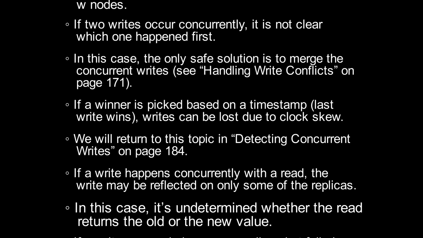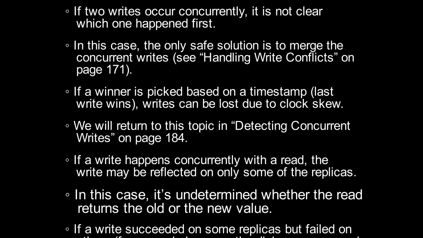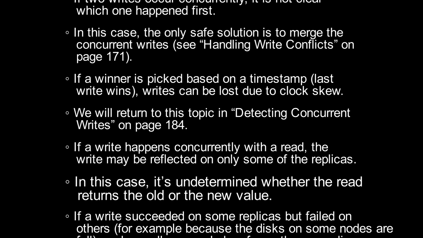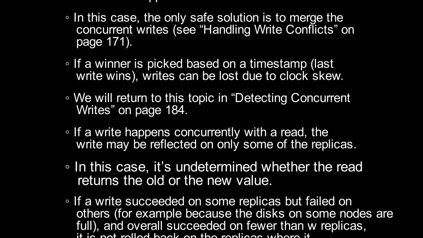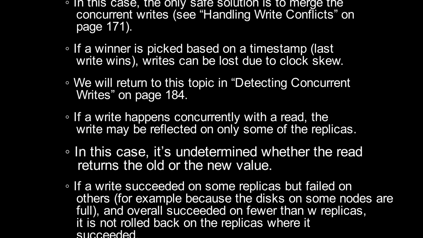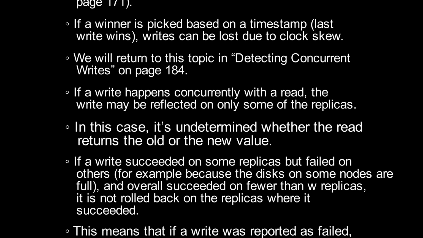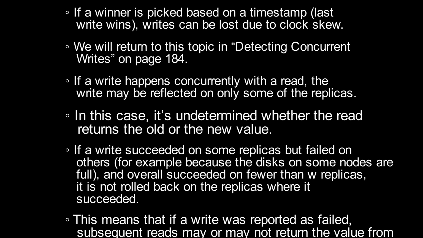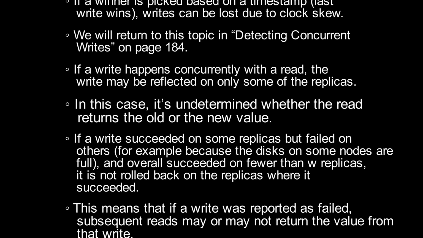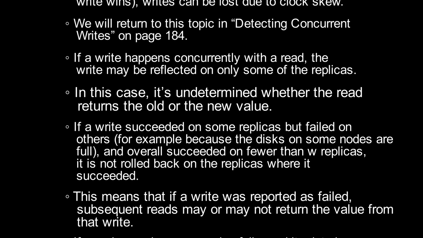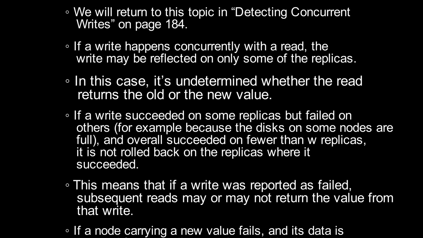If a write happens concurrently with a read, the write may be reflected on only some of the replicas. In this case, it's undetermined whether the read returns the old or the new value. If a write succeeded on some replicas, but failed on others, for example because the disks on some nodes are full, and overall succeeded on fewer than W replicas, it is not rolled back on the replicas where it succeeded.